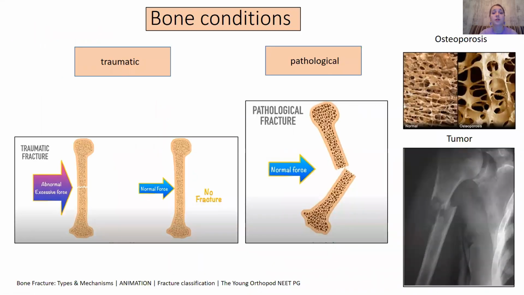It's a very interesting question because we have 2 types of fracture. Traumatic fracture, when we have abnormal excessive force and the bone fractures. But sometimes the force is not abnormal. It's normal force or low force, but the bone is damaged. Why? Because it's a pathological fracture.